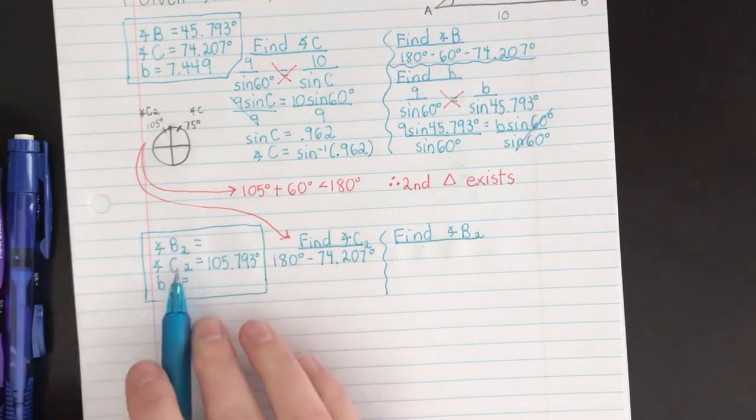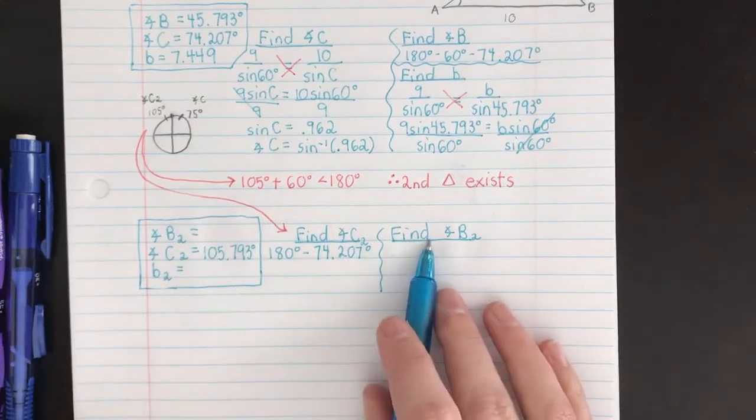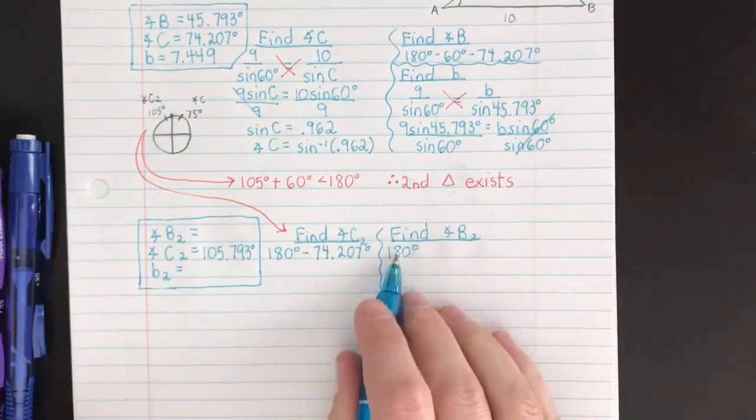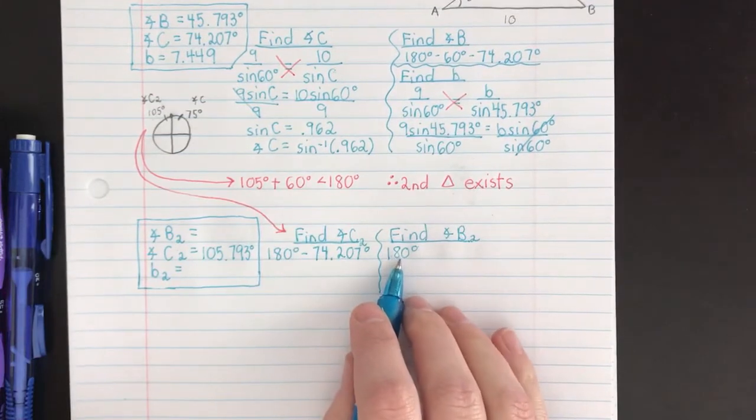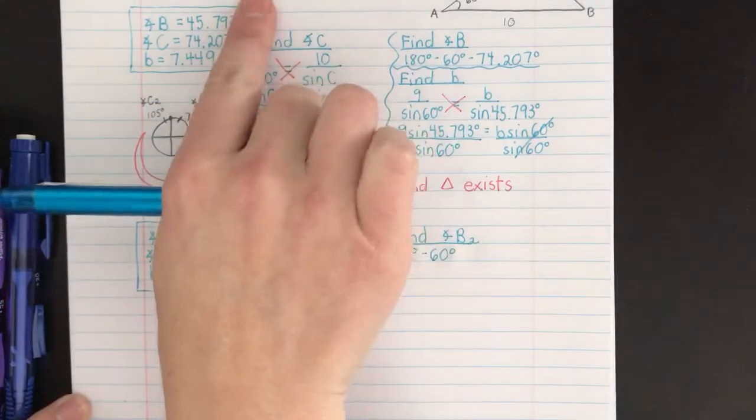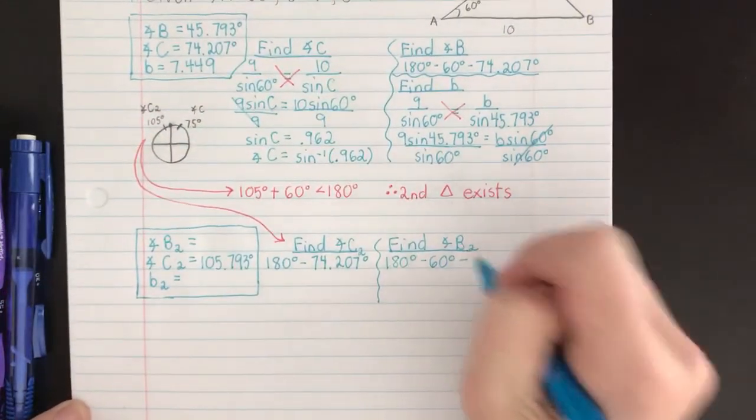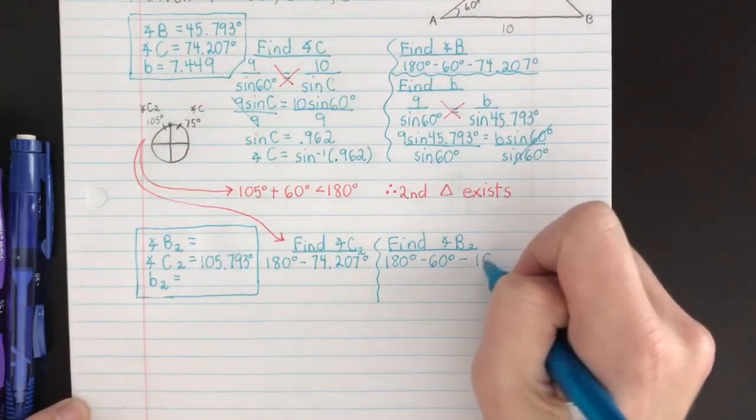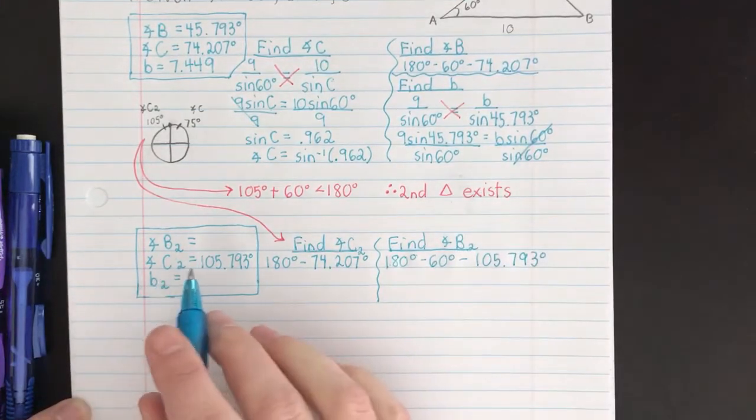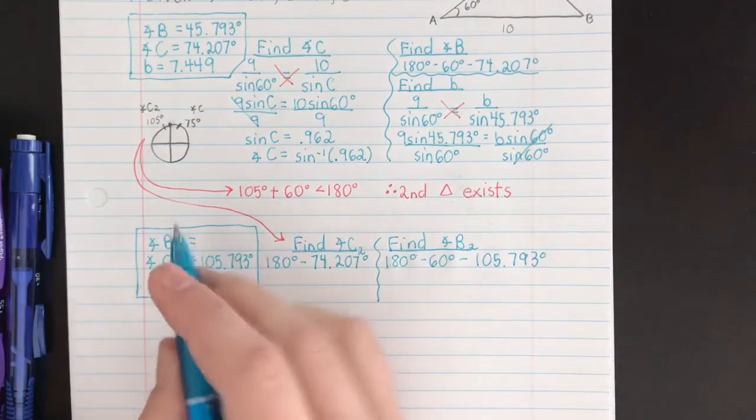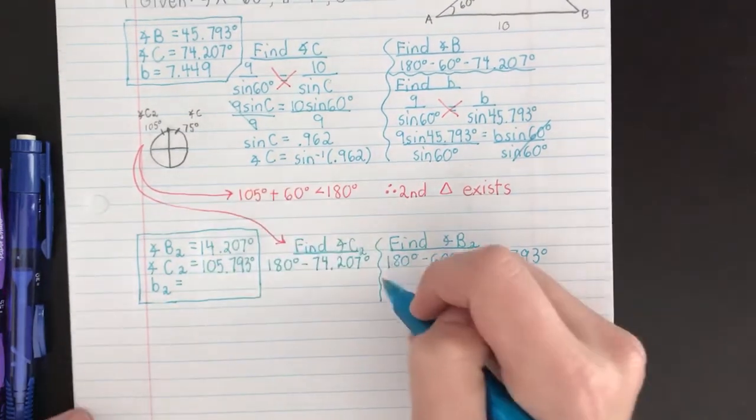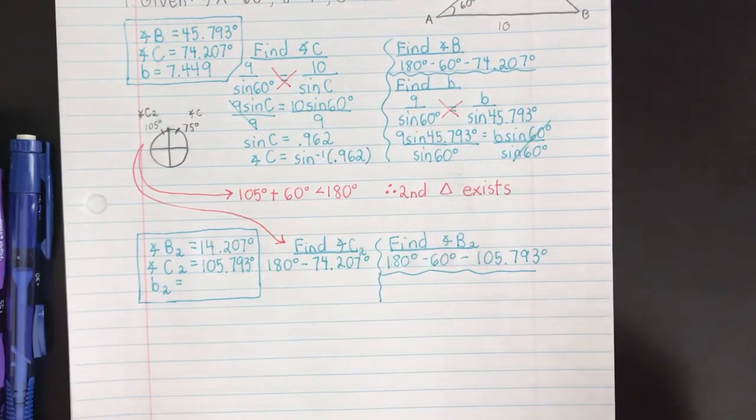Okay, so now we have angle C2. Now we need to find angle B2, and this 180 degrees comes from the knowledge that a triangle's angles add up to 180. So 180 degrees minus the given 60 degrees, minus the 105.793 that is angle C2, equals B2, which is 14.207 degrees. Okay, now we found angle B2.